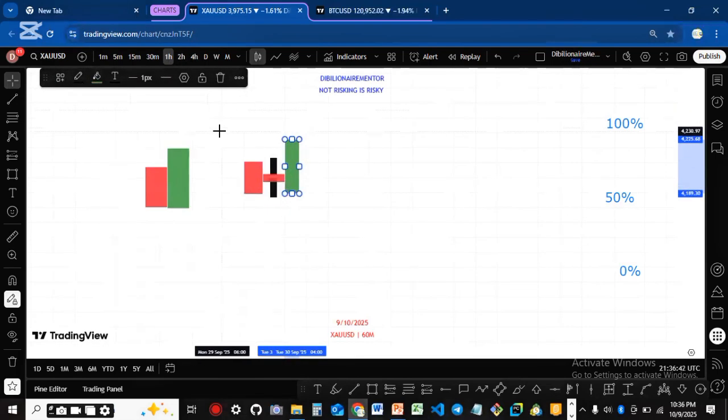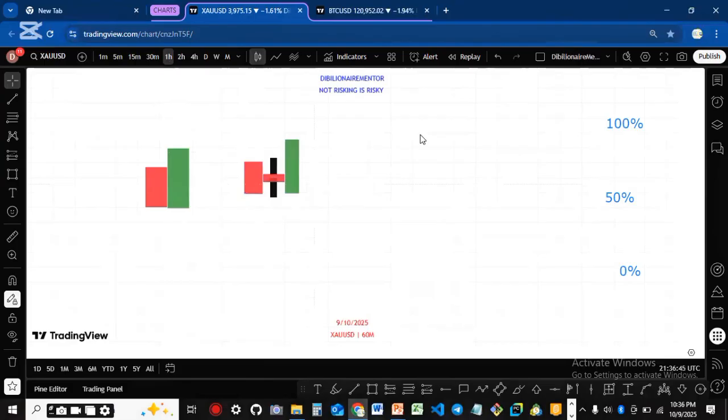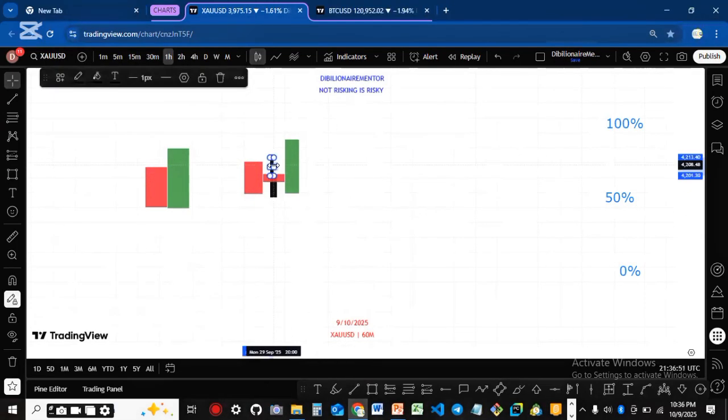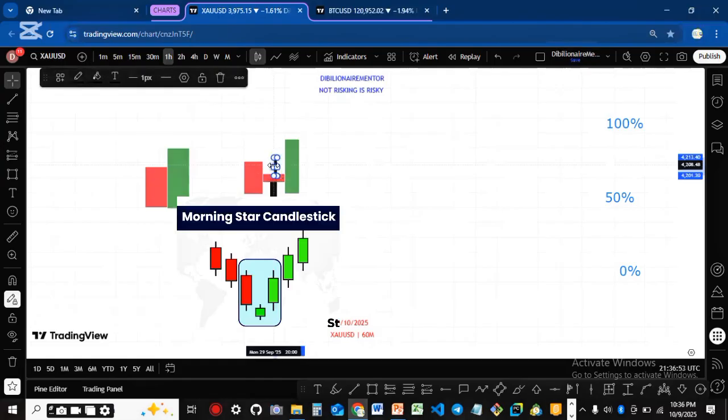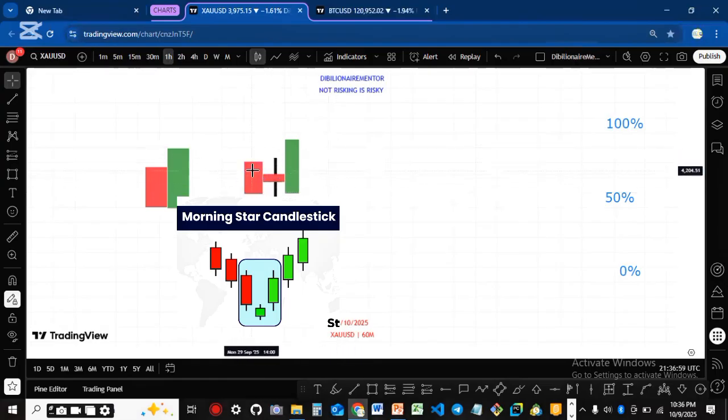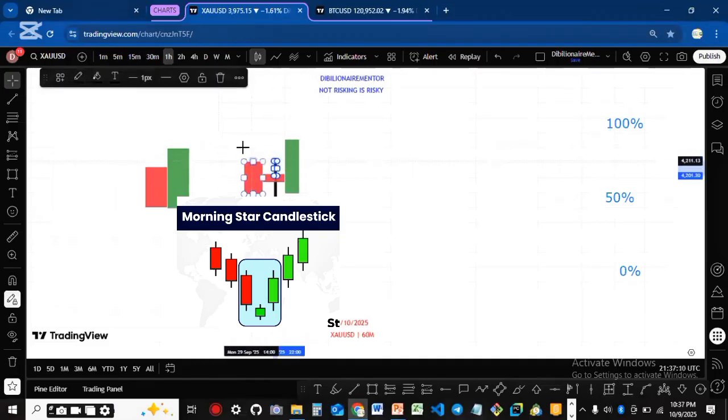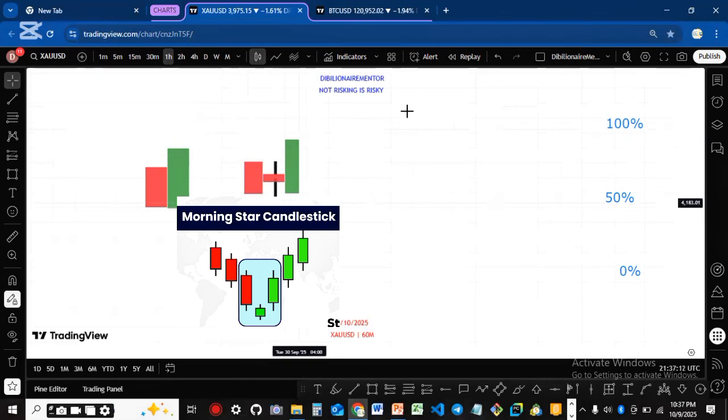Something close to this is what we call the morning star. These are morning star candlesticks. When we have an indecision candle here, we have this red candle. You have an indecision candle, then we have a bullish candle that engulfs it. The whole idea is that we see a candle that engulfs the previous candle. So it means a buy sentiment.